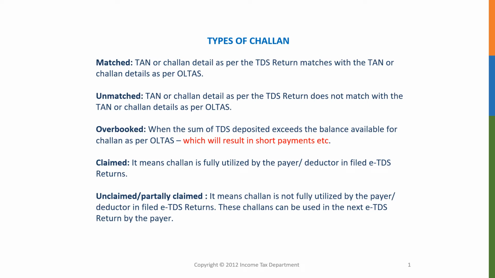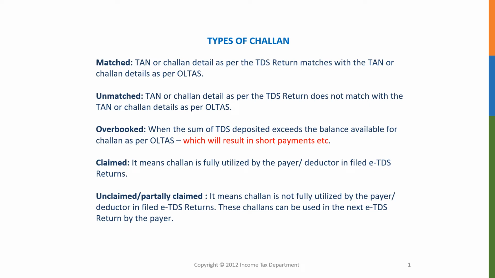Since we have a matched Challan status, we also have an unmatched Challan status, which means the TAN or Challan details as per the TDS return do not match with the TAN or Challan details as per the OLTAS. Next category is the overbooked Challan, where the sum of the TDS deposited exceeds the balance available for the Challan as per the OLTAS, and this results in defaults such as short payments.